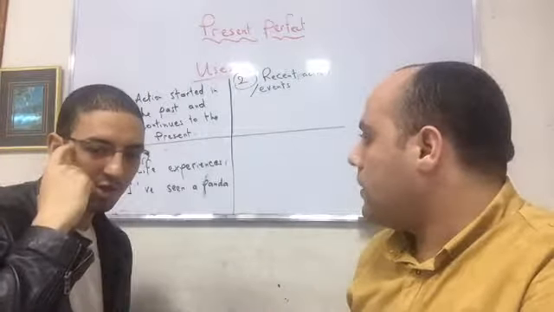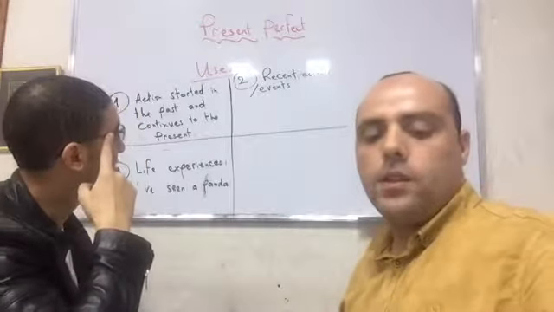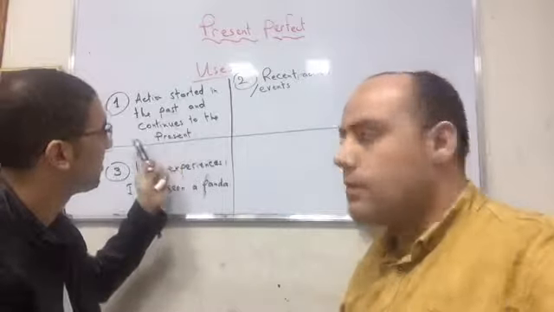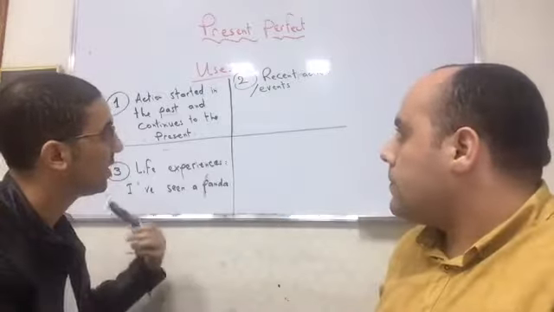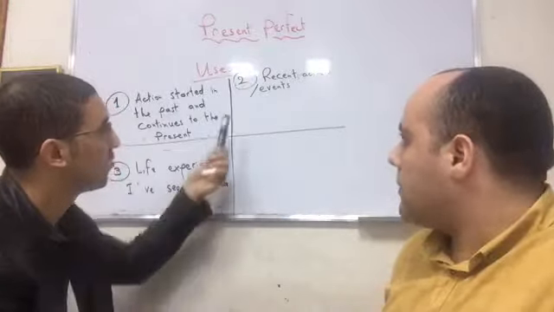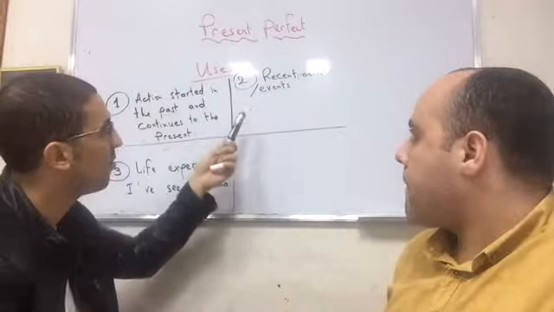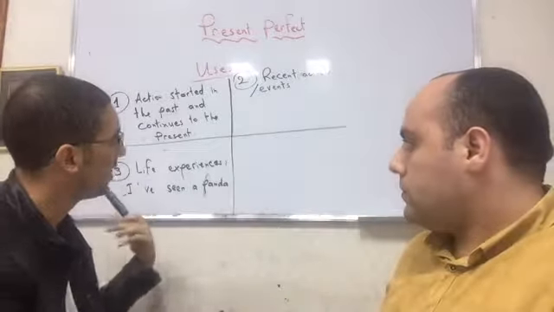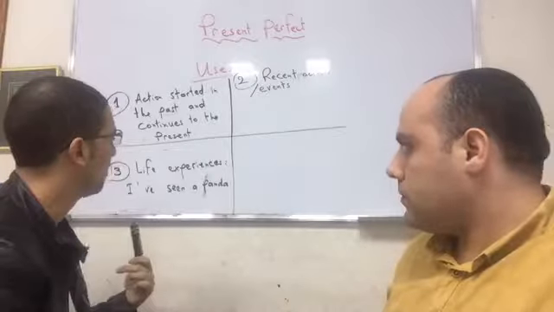Now here I have to mention another use, I think. We have mentioned three uses. The first talks about something that started in the past and still continues in the present. So, for example, I have lived in Kuwait for 3 or 4 years. Then, to talk about something that has just happened. For example, I've just met an old friend. It means that this has just happened a little time or a few moments ago or whatever.